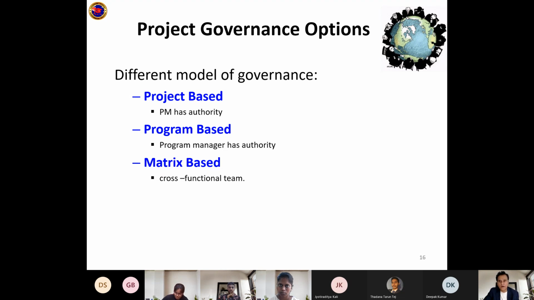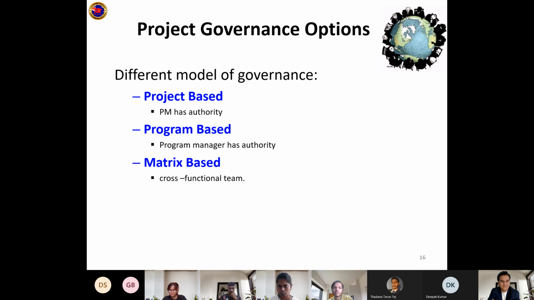Okay, so now you have learned there are three types of governance model: project-based, program-based, and matrix-based. Let's quickly apply this to the aquaponic project. So you can actually choose any of them. Which one will you choose? You can have different answers, but your logic will decide, as a project manager, which governance structure you want to choose for the aquaponic project. So who wants to go?